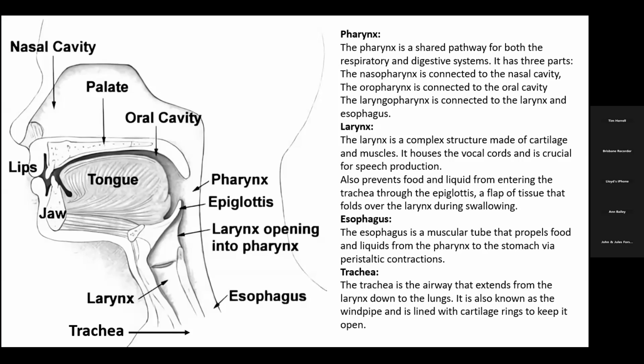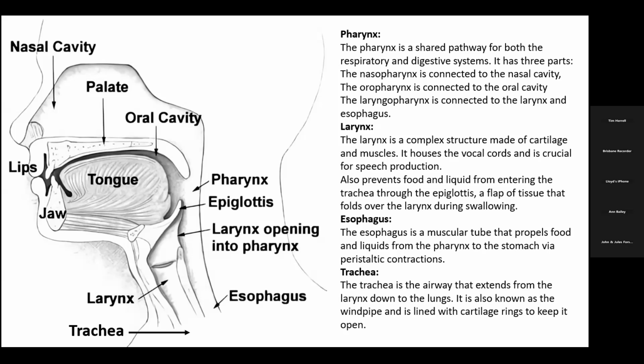So the pharynx. Now, you can see where the pharynx is located, and it's essentially a shared pathway for both the respiratory system and the digestive system. We also want to talk about the larynx, which houses the voice box, and is also the conduit down into the trachea, which leads into our lungs. We want to talk about the esophagus, which is essentially the muscular tube that propels food and liquids down from the pharynx down into our stomachs.